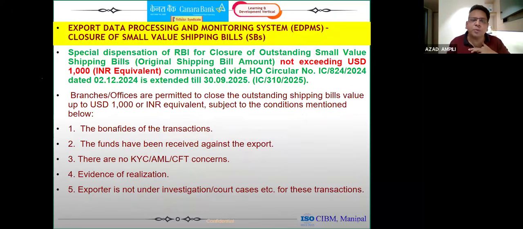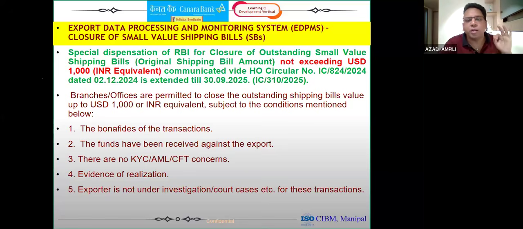So small bills, what will be there? Within 1,000, whatever bills are there, they are telling to just remove these entries. That means foreign currency bills, it's not Indian rupees. Say our exporter has a small bill, $900 he should get, but he's getting only $850. For the $50, the entire bill is waiting. So for removing this kind of transaction, RBI has given this drive.